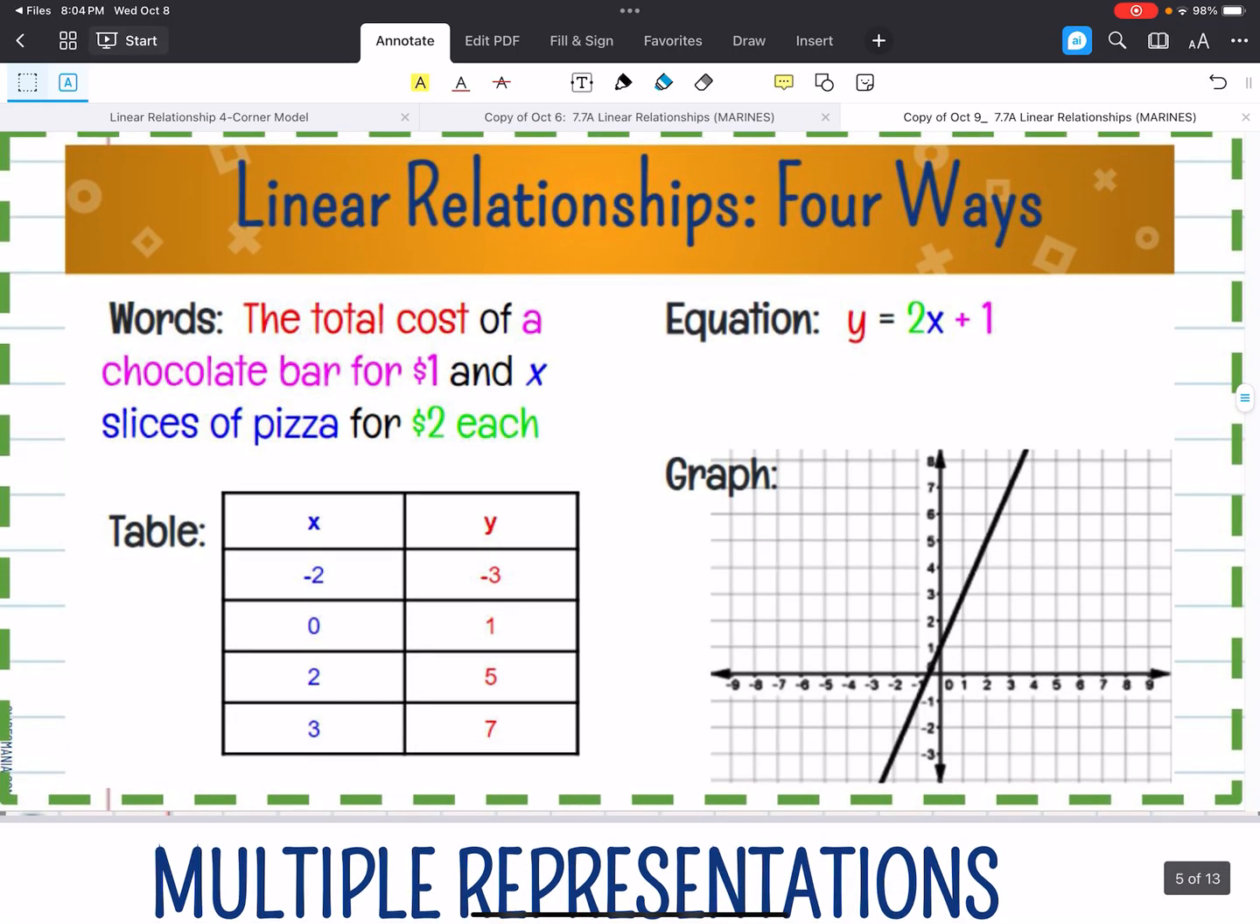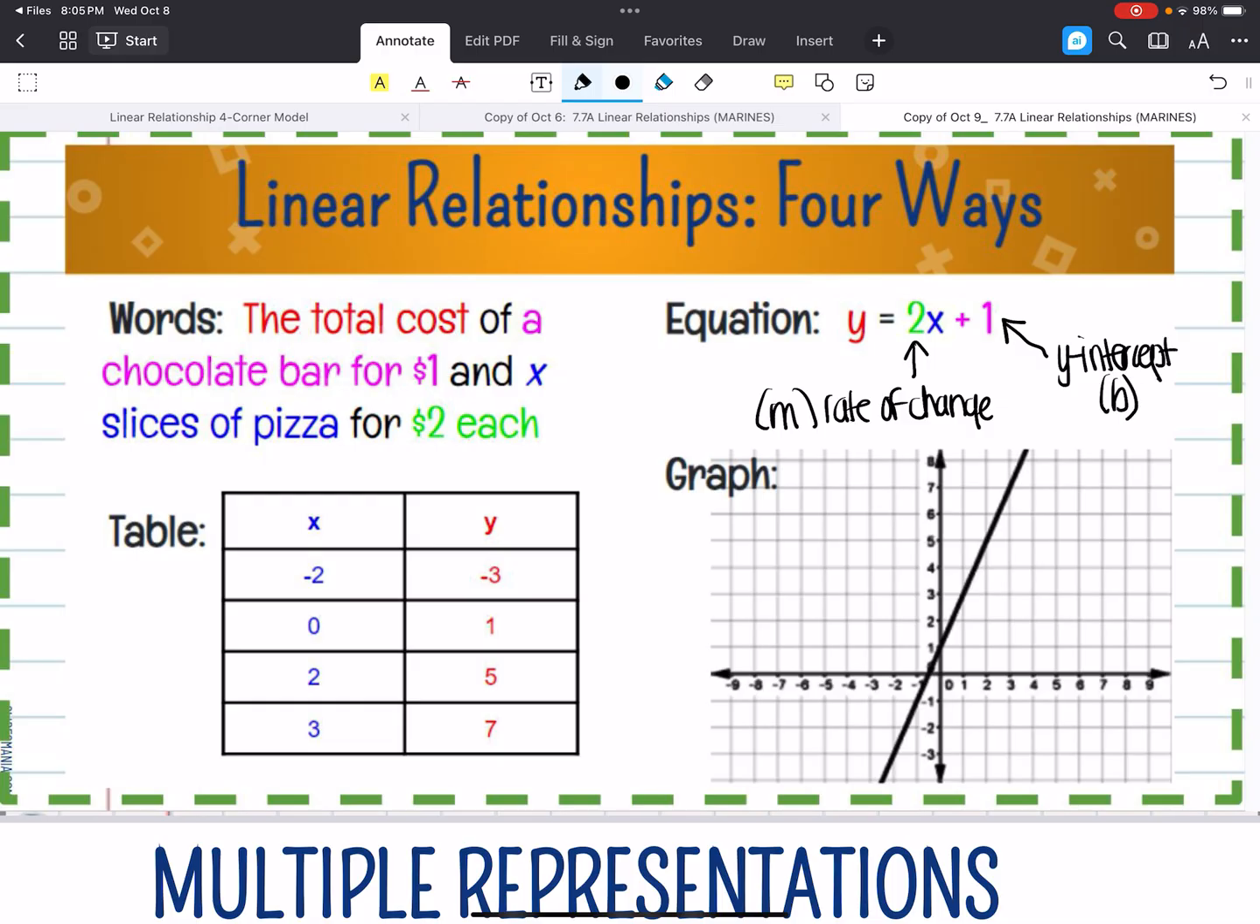Okay, so here you have a four-corner model. In this example, it is using the equation of y equals 2x plus 1. So the 2 is your rate of change, your m, the number you're multiplying by. The positive 1 is your y-intercept, your b.